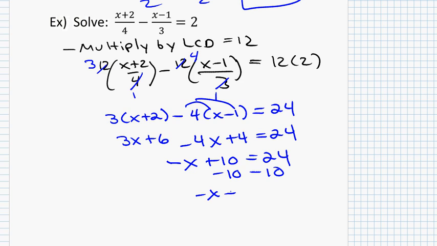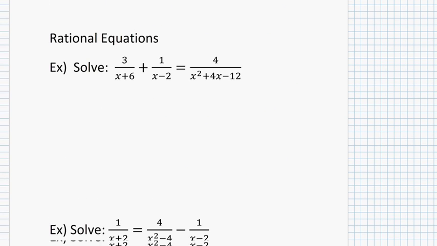Subtract, so you get negative x equals 14. Divide by negative 1 to get x equals negative 14. Key thing is here, multiply it by the lowest common denominator whenever you have fractions, because you want to clear the fractions.